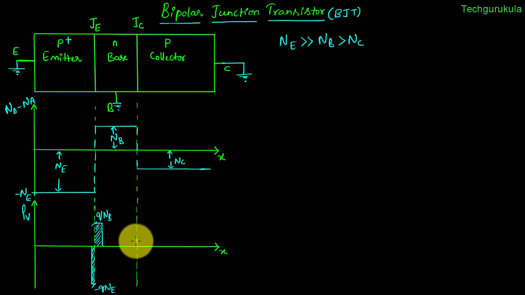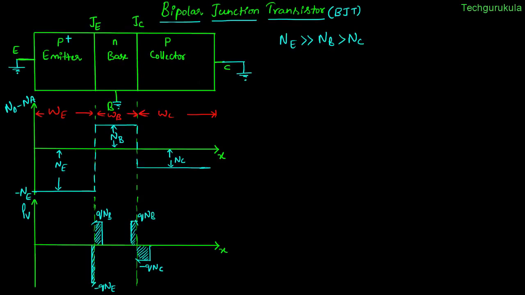And on the base to collector junction, on the base the depletion width would be something like this, where the magnitude would be Q times NB, but on the collector, to have the same area, the depletion width would be more, and this would be minus Q times NC. Depletion charge in n-type material would be positive, and depletion charge on p-side material would be negative. And we are taking this as the width of the emitter, this as the width of the base, and this would be the width of the collector.